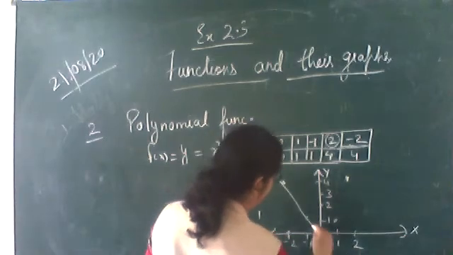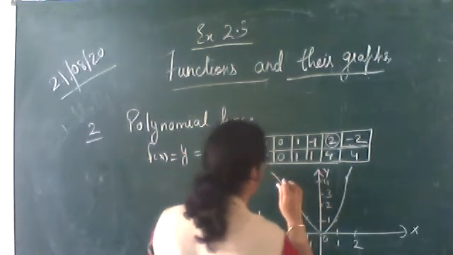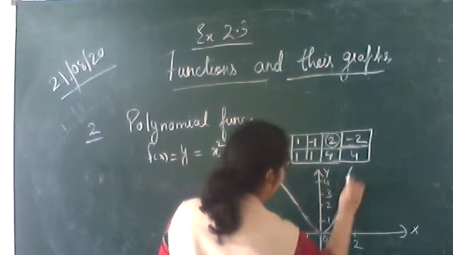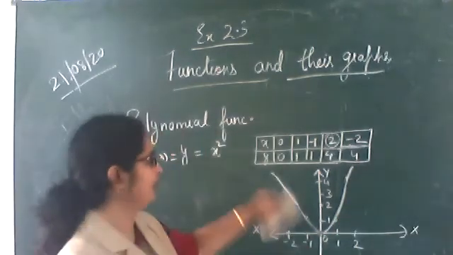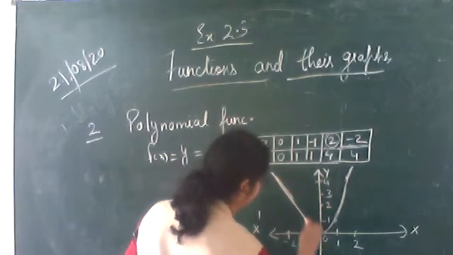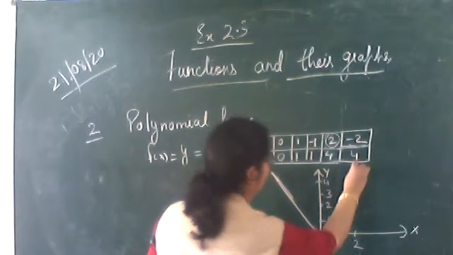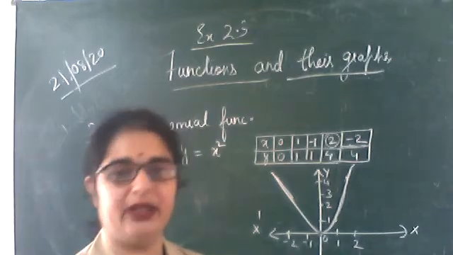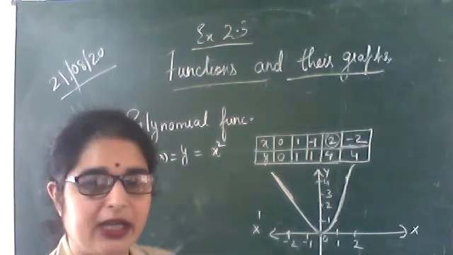So the graph will be like this. This is called a parabola. This you will learn in 11th class afterwards. Right now you just have to draw the graph. This graph will be a curve. This is not a steep curve. This way your curve will go indefinitely, and this way also.